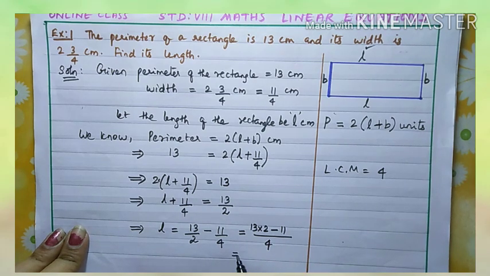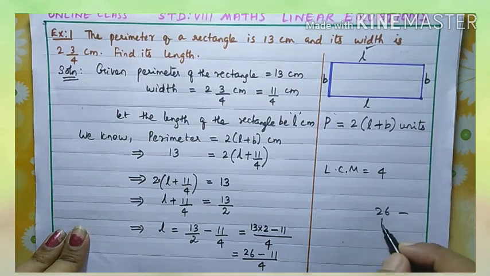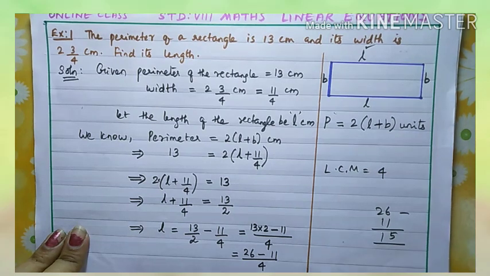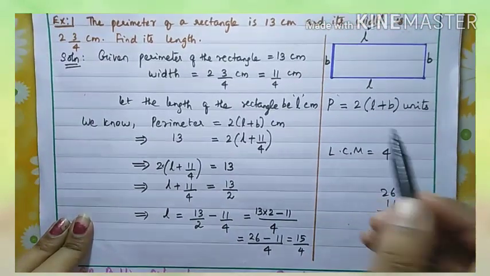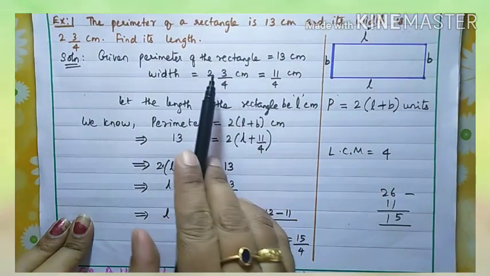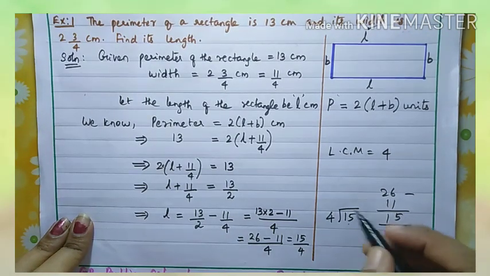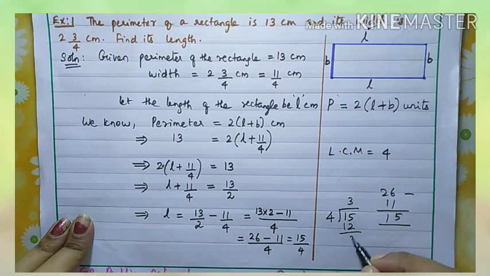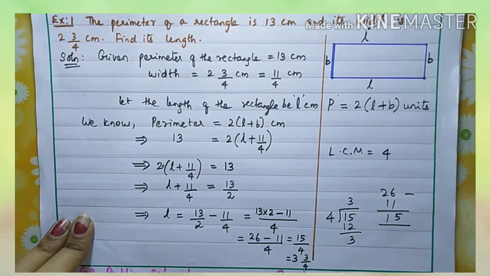So what is the next step? 13 into 2 is 26 minus 11 by 4. What is 26 minus 11? 26 minus 11 is 15. So that is 15 by 4. And because in the question the width is given in mixed fraction, you can also convert this 15 by 4 as mixed by dividing 15 by 4. 3 4s are 12, balance 3. So how to write in mixed form? Quotient, remainder by divisor, 3 3 by 4.